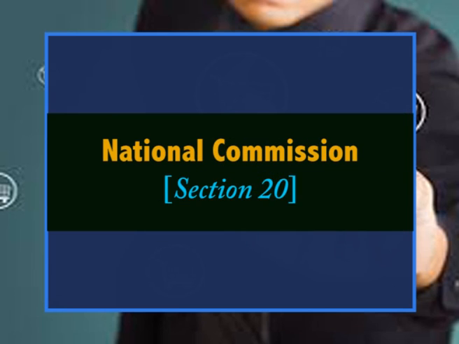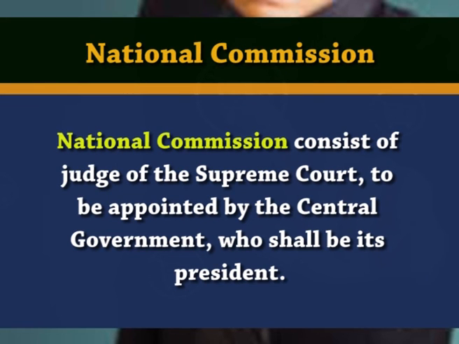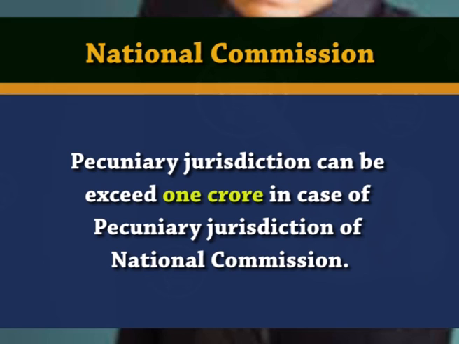The National Commission is defined in section 20. The composition and qualification of the National Commission. The National Commission consists of a judge of the Supreme Court to be appointed by the central government, who shall be its president. Similar qualifications apply to the National Commission as for the State Commission. Pecuniary jurisdiction can exceed 1 crore in the case of the National Commission.